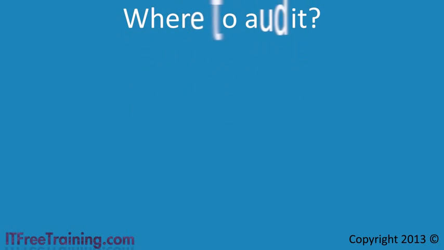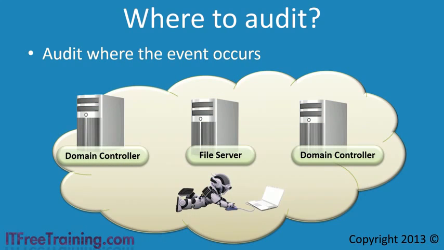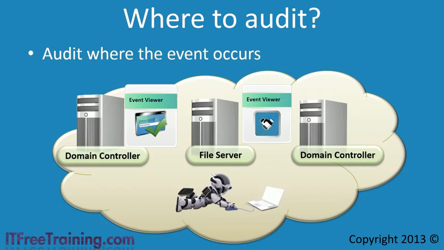Before I look at how to configure auditing and what settings can be configured, the first thing to consider is where to configure auditing and what to audit. Consider this example. When a user logs onto the domain controller that they use to access the network, it can record this event in its event viewer. If the user then attempts to access a file on a file server, the file server can generate an event indicating a connection was made to the file server.